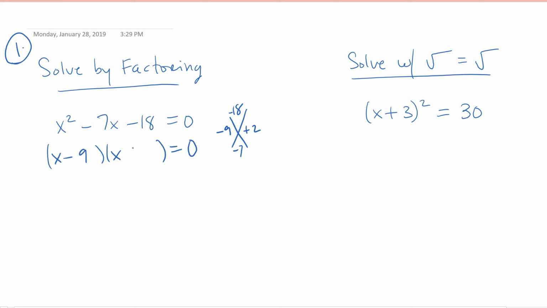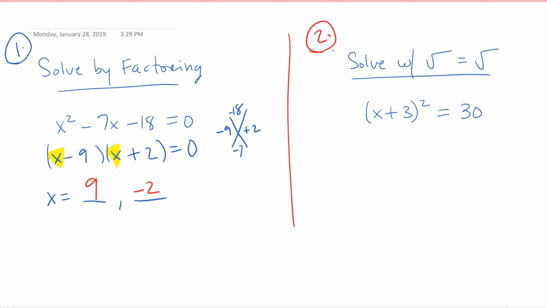Now those are not your answers, those are just your factors. Now the answers are the opposite signs because we're trying to figure out what x is. So what would this x be to make those parentheses be 0? Positive 9 and negative 2, and that's your answer.